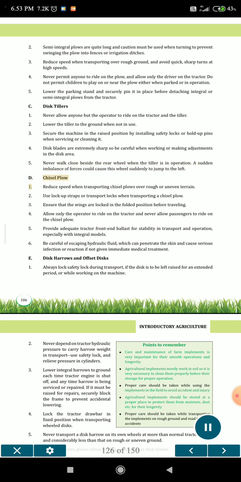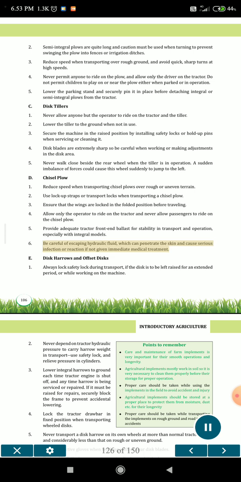D. Chisel plow. 1. Reduce speed when transporting chisel plows over rough or uneven terrain. 2. Use lock-up straps or transport locks when transporting a chisel plow. 3. Ensure that the wings are locked in the folded position before traveling. 4. Allow only the operator to ride on the tractor and never allow passengers to ride on the chisel plow. 5. Provide adequate tractor front-end ballast for stability in transport and operation, especially with integral models.